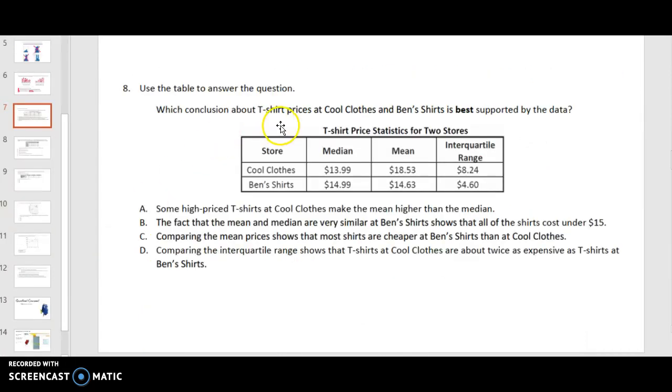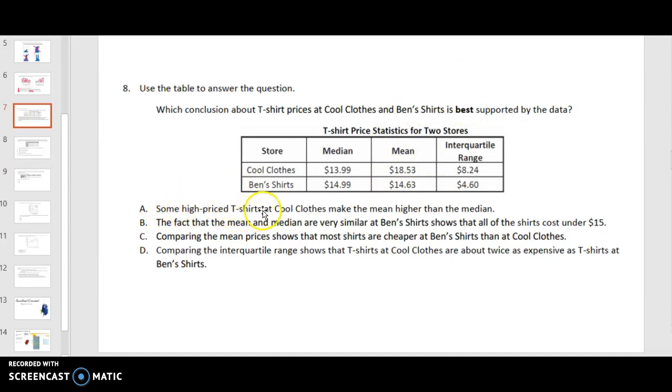All right, use the table to answer the question. Which conclusion about t-shirt prices at Cool Clothes and Ben Clothes is best supported by the data? So when you see something like this, you're probably not going to be able to get a straight provable answer. But using this data, we're going to try to make our best guess.